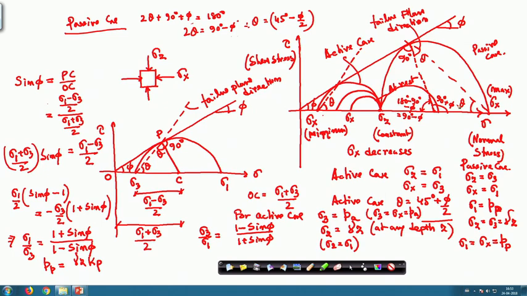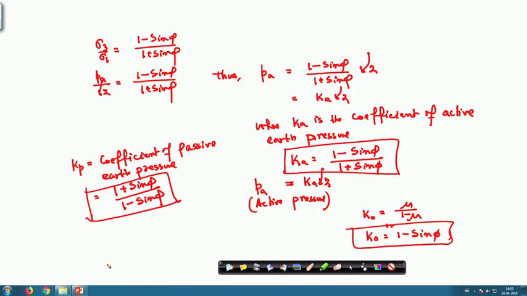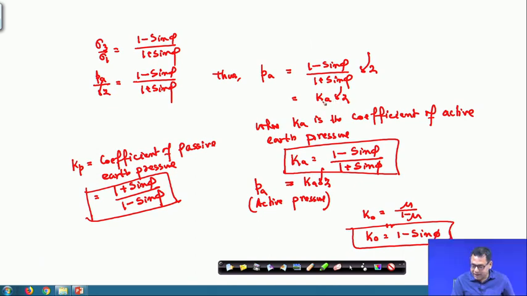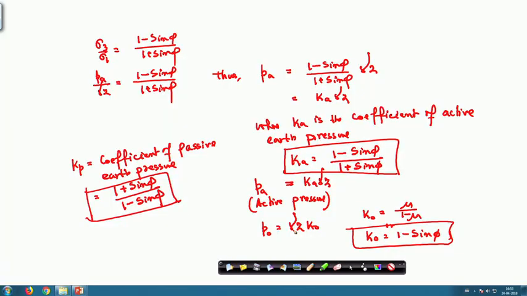So, again the passive pressure is gamma z into K p and active is also gamma z into K a. And at rest P 0 is equal to gamma z into K 0. So, in all the cases it is gamma z multiplied with the coefficient of active, passive or at rest earth pressure. So, next part that I will discuss.